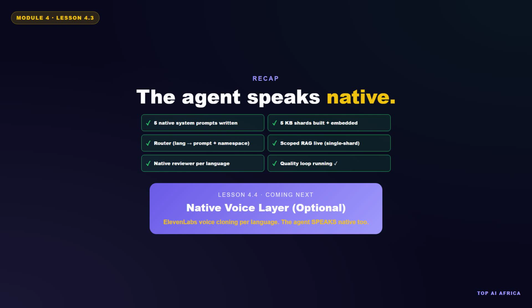Lesson 4.4, the optional voice layer. ElevenLabs, voice cloning per language. So the agent doesn't just write native, it speaks native. See you there.